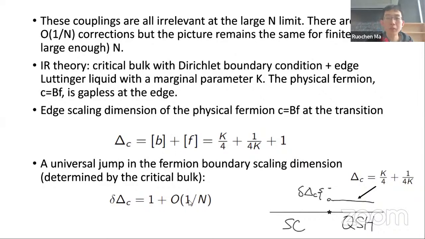And for finite n, it may receive some order 1/n fraction, but the picture remains the same. The jump is universal in the sense that it does not depend on the Luttinger parameter. It is determined entirely by the property of the bulk CP n-1 field. And it is a direct manifestation of the spin charge separation at the phase transition at the edge.